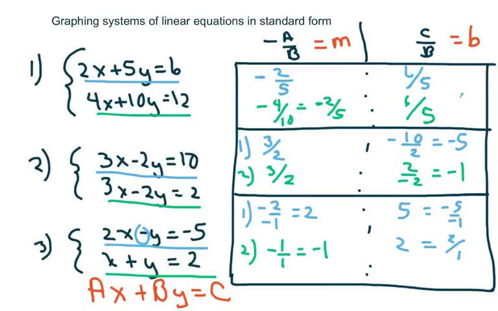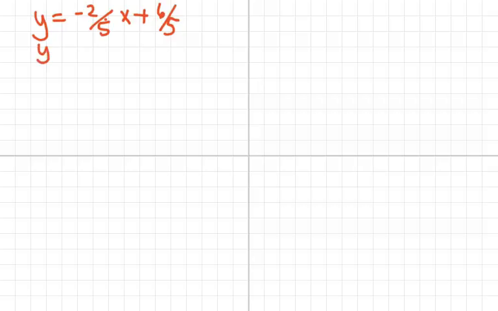All right. So the first thing we're going to graph is the first one. We notice they have the same slope and the same y-intercept. Negative 2/5 and 6/5. So I'm going to write y equals negative 2/5 x plus 6/5. And the second one's the same thing. Y equals negative 2/5 x plus 6/5. So you can see it's the same line.